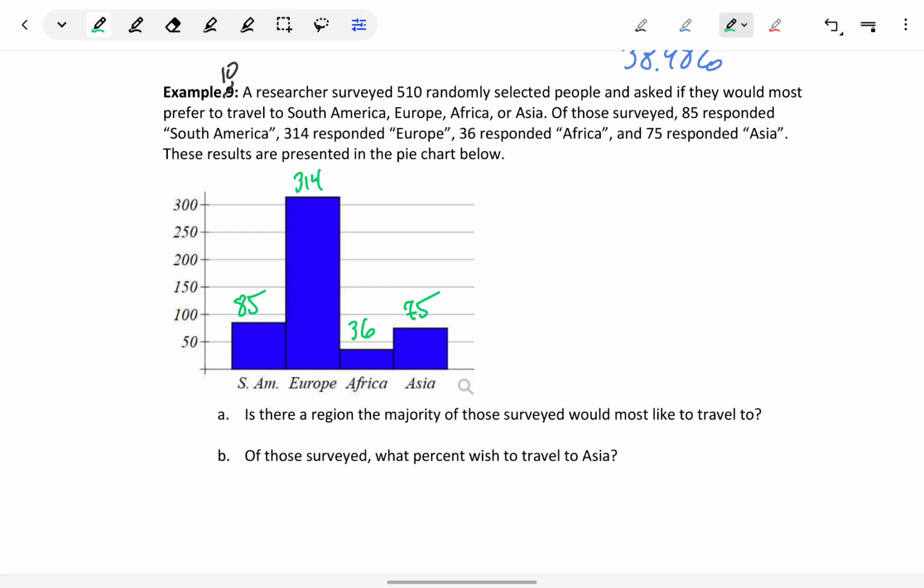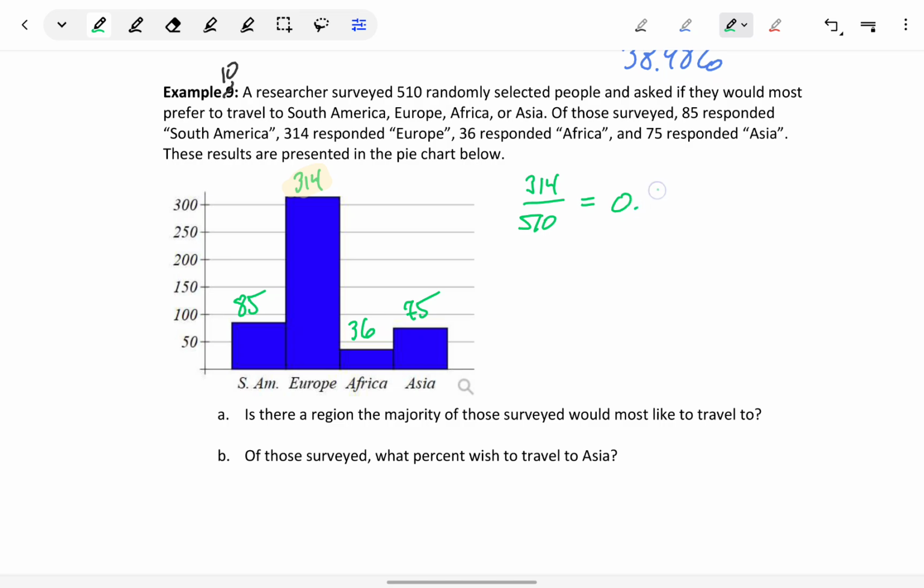In part A, we're asked, is there a region the majority of those surveyed would most like to travel to? So we don't know that exactly because we don't have the percentages, but we can see pretty clearly that the largest group of people want to travel to Europe. So that's the group we would probably want to look at. So we need to figure out if 314 out of 510 is larger than 50%.